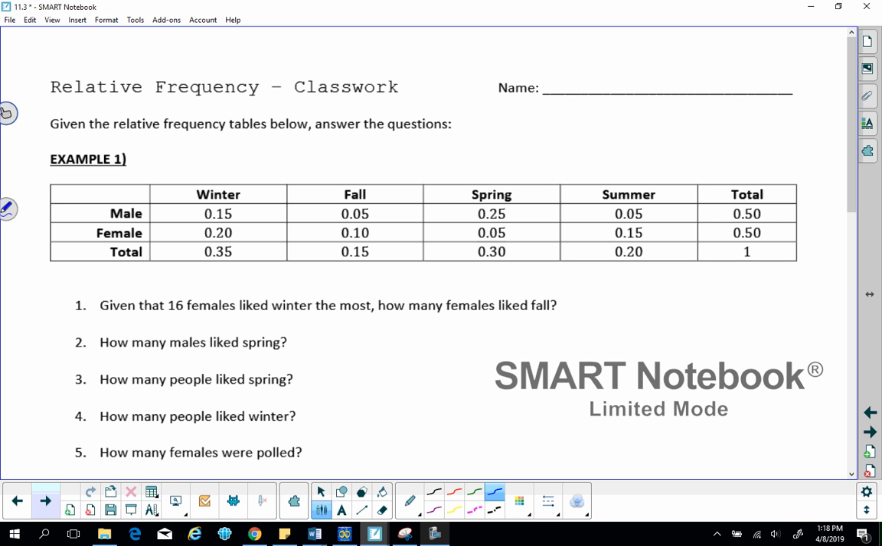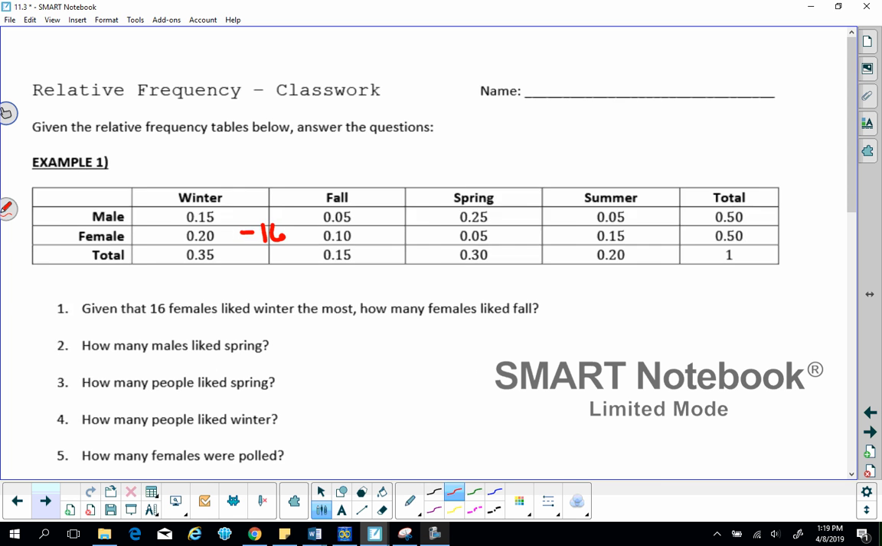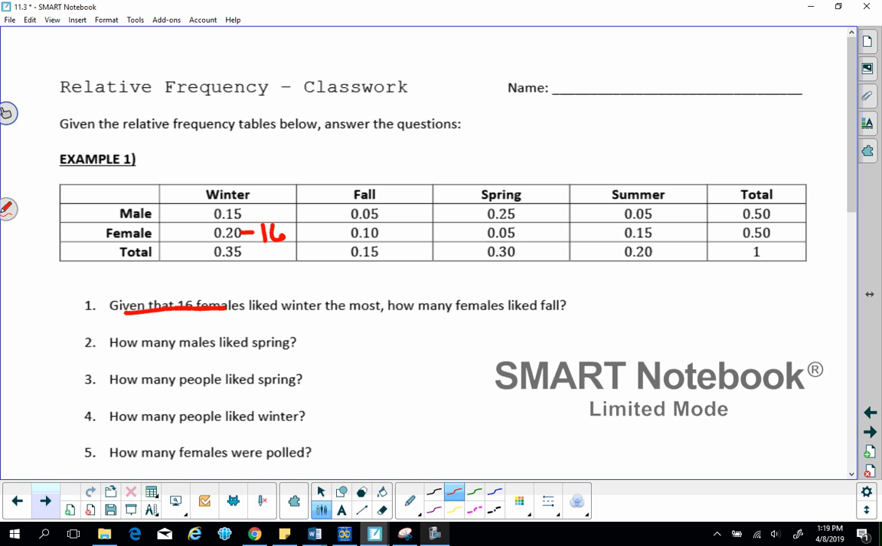Given that 16 females liked winter the most, where would I write that 16? Yep, right here. Does everyone get that part? I found females who like winter, and they told me it's 16, so I wrote a 16 right next to where the females and winter meet. Everyone got that, right? Cool. I read this: given that 16 females like winter the most, I saw winter, I saw females, and I know that's 16.